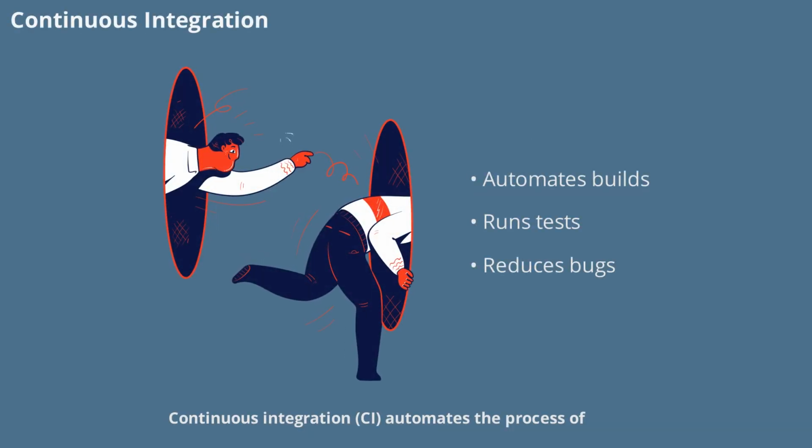Continuous integration, CI, automates the process of building and testing code with every change. This ensures that new code integrates smoothly and reduces the risk of bugs. Real-world CI systems like Jenkins or GitHub Actions are essential for modern development workflows.